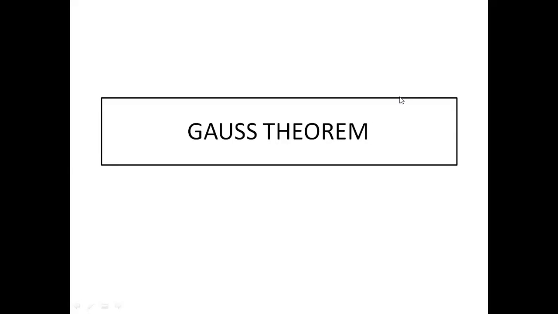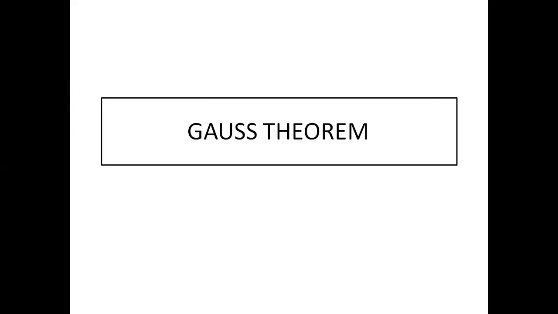Okay, so today we'll be discussing Gauss theorem. It was formulated by Carl Friedrich Gauss in the year 1835, and this is one of the most important theorems in electromagnetism. It has also been included as one of the equations of Maxwell's laws of electromagnetism. Later on we'll study Maxwell's laws, Maxwell's equations.